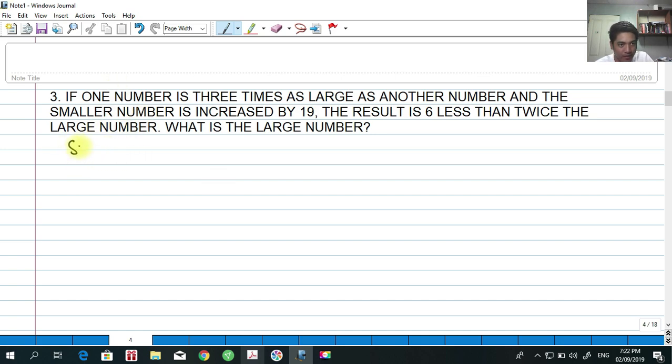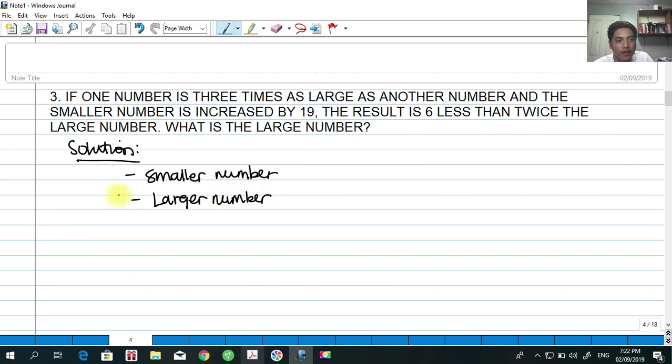Okay, again, we're going to solve this by first assigning a variable. So in this case, we have another number. One number is 3 times as large as another number. So we have two numbers here. We have the smaller number again, and we have the larger number again. Okay? So what will happen here is we're going to let variables. So it says if one number is 3 times as large as another number.